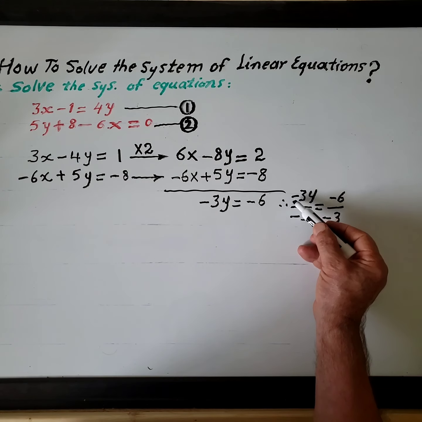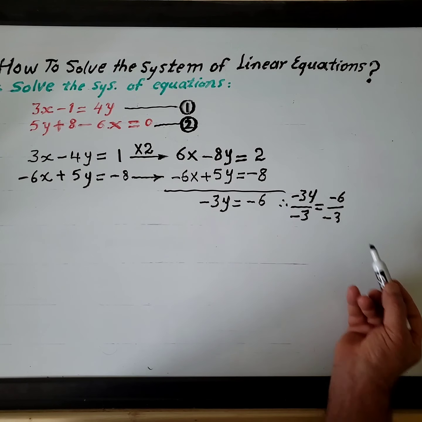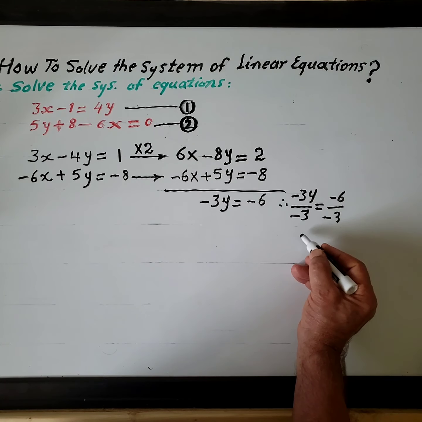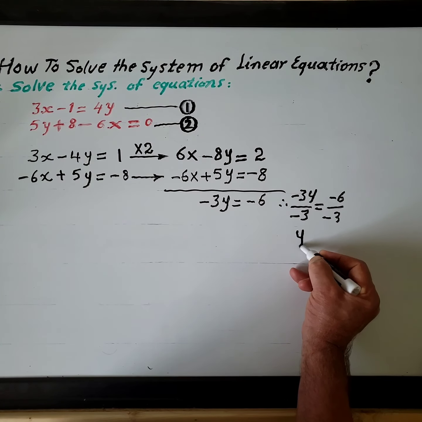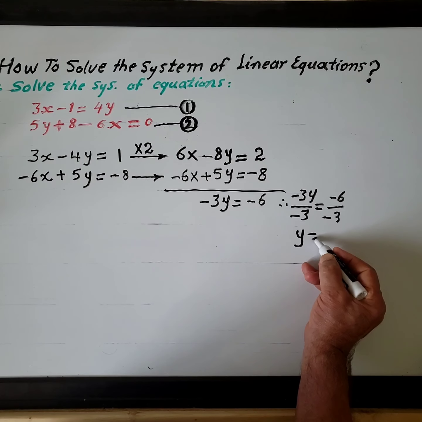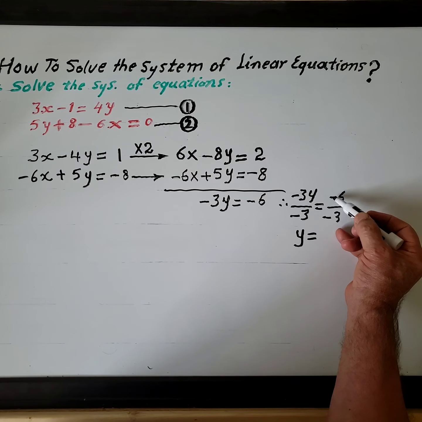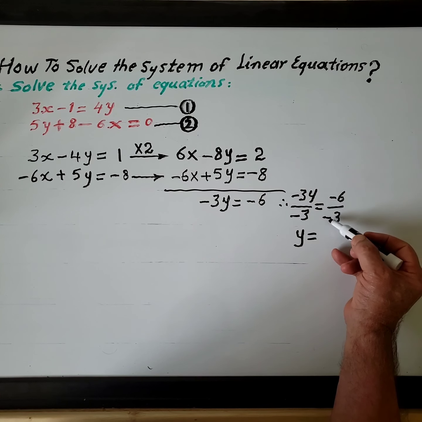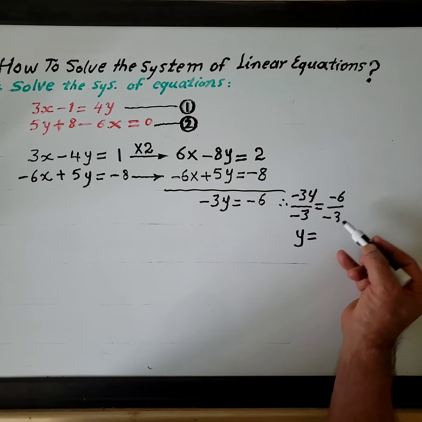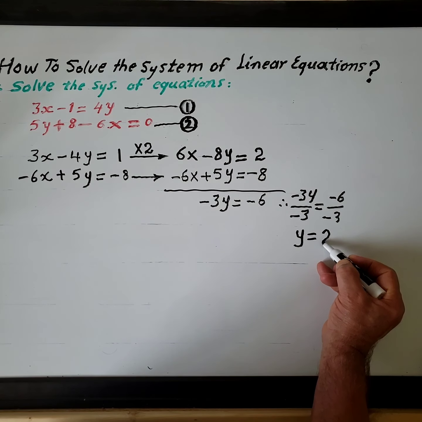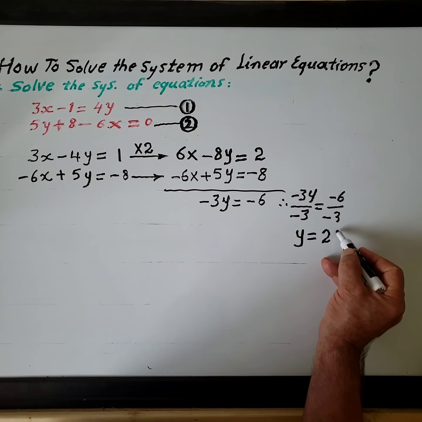Now you can cancel those together and you got y. y is equal, here sign negative with negative, and 6 over 3 will give you 2. So I got y is equal to 2.